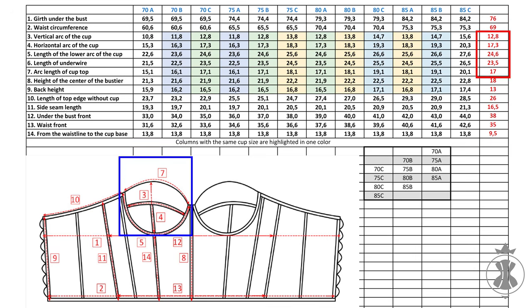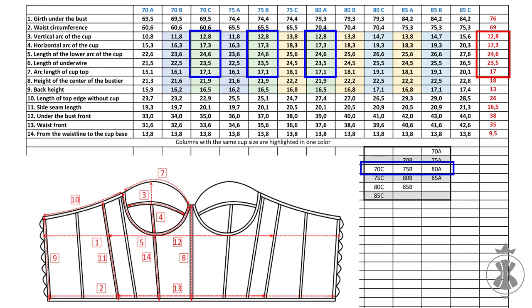I start with the measurement related to the cups. I see that my dress form's measurements are the same as those for sizes 70C, 75B, and 80A. Thus, I have to print out one of these 3 patterns. Although, which pattern shall I choose?